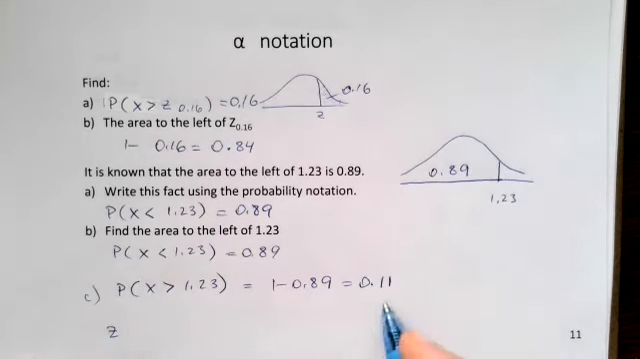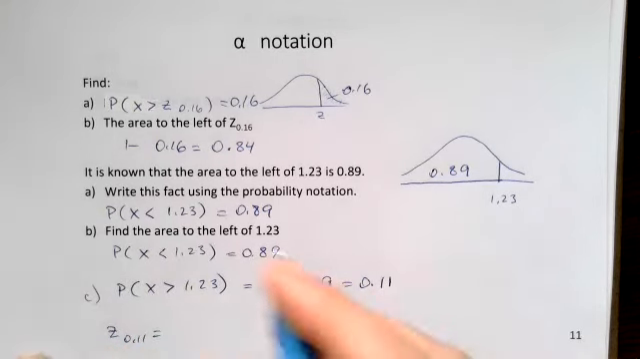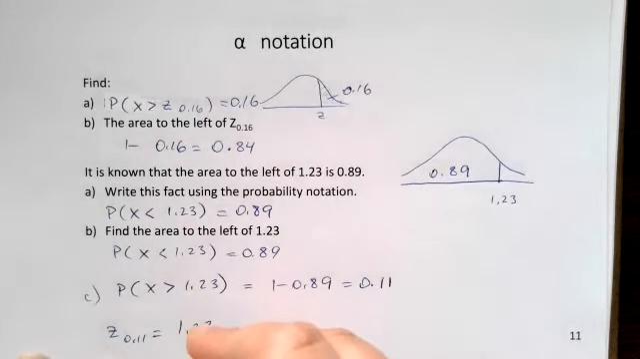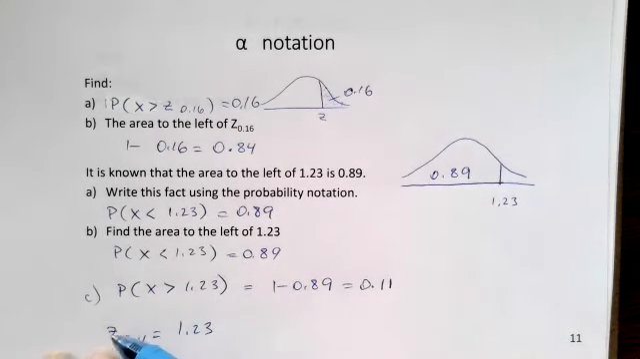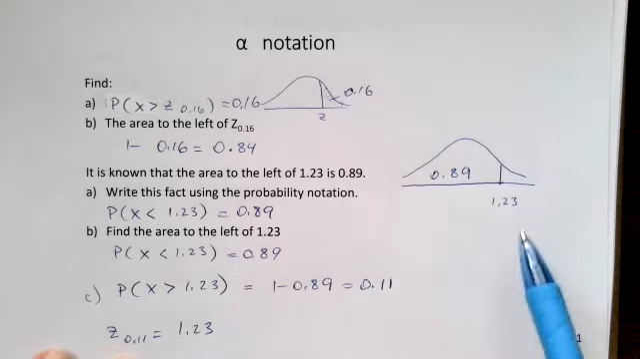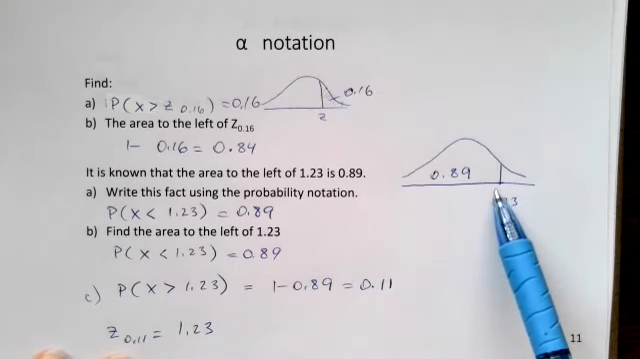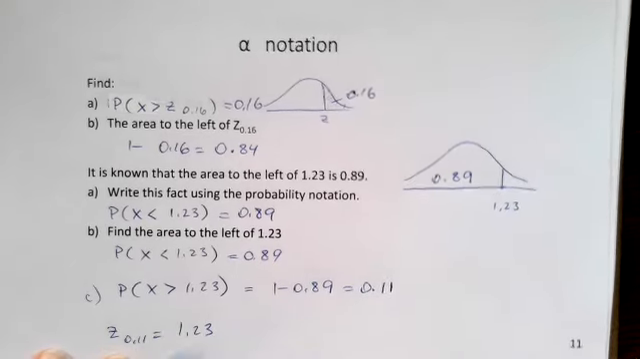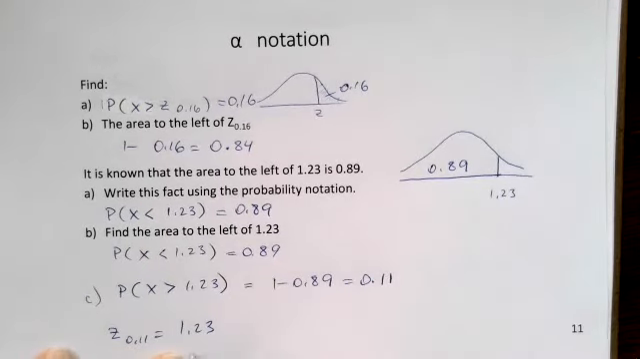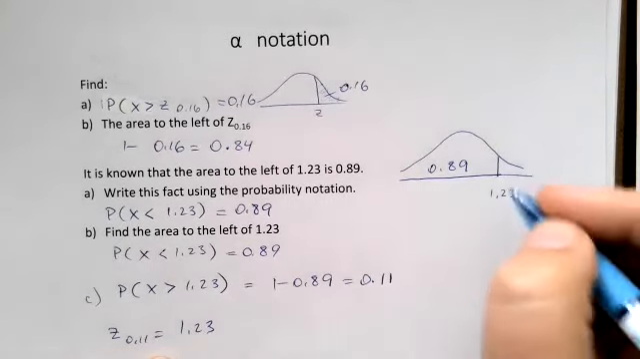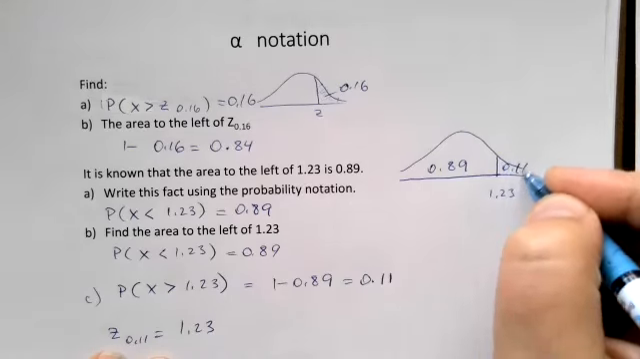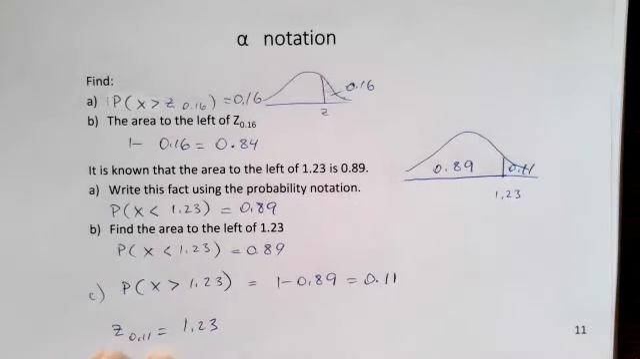All right, so z with a subscript 0.11 is 1.23. What does that mean? That z value that has the area to the right of it equal to 0.11 is actually 1.23. That's what that means.